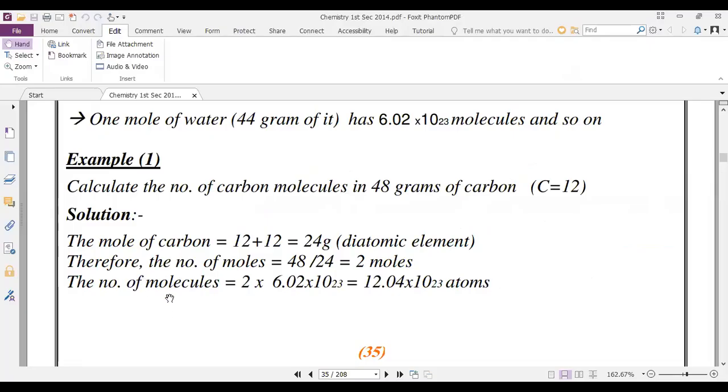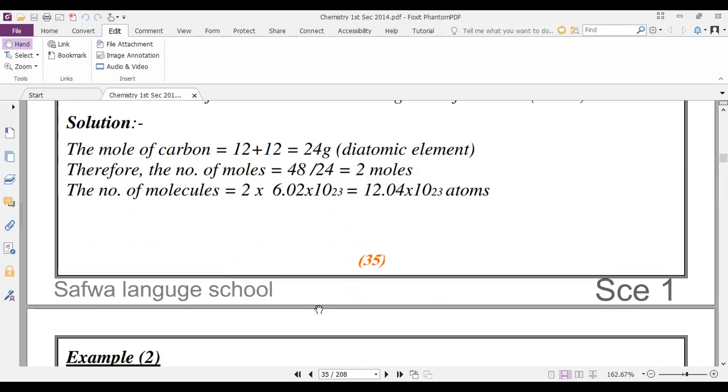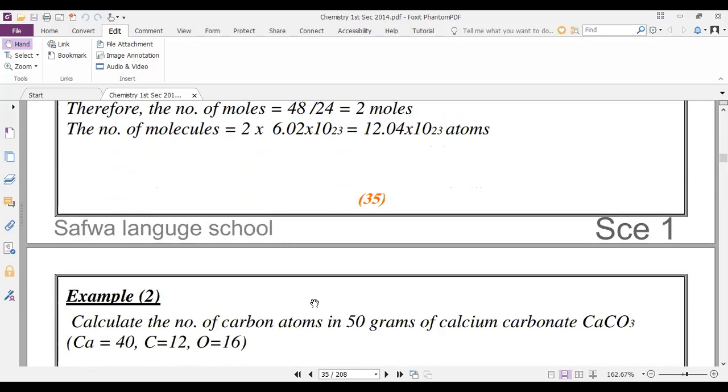This first example, number of molecules, how can we get it? Number of molecules equals what? Number of moles times Avogadro's number. Excellent. So number of moles 2 times Avogadro's number equals 12.04 times 10 power 23 molecules. Okay, any problem? No. Example number 2.